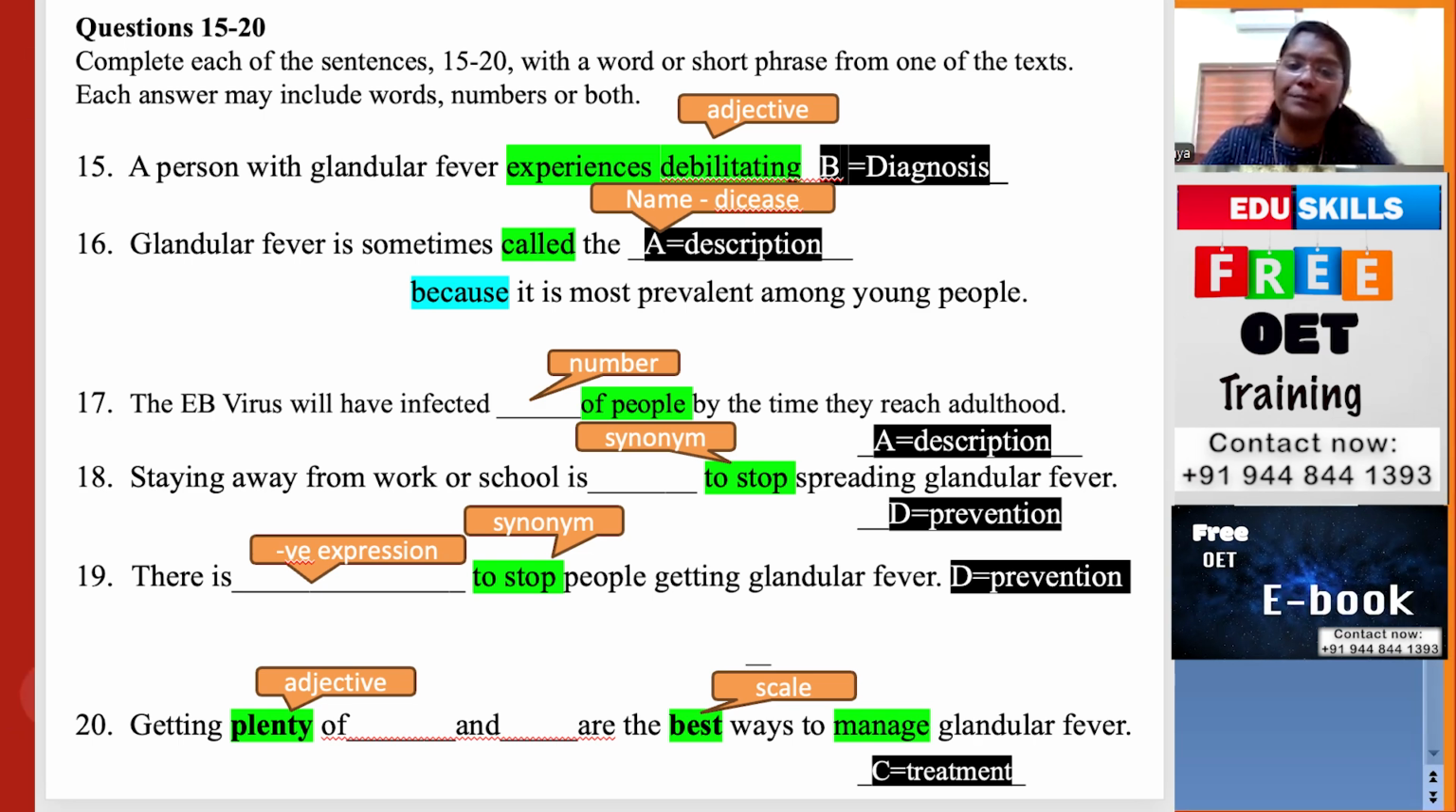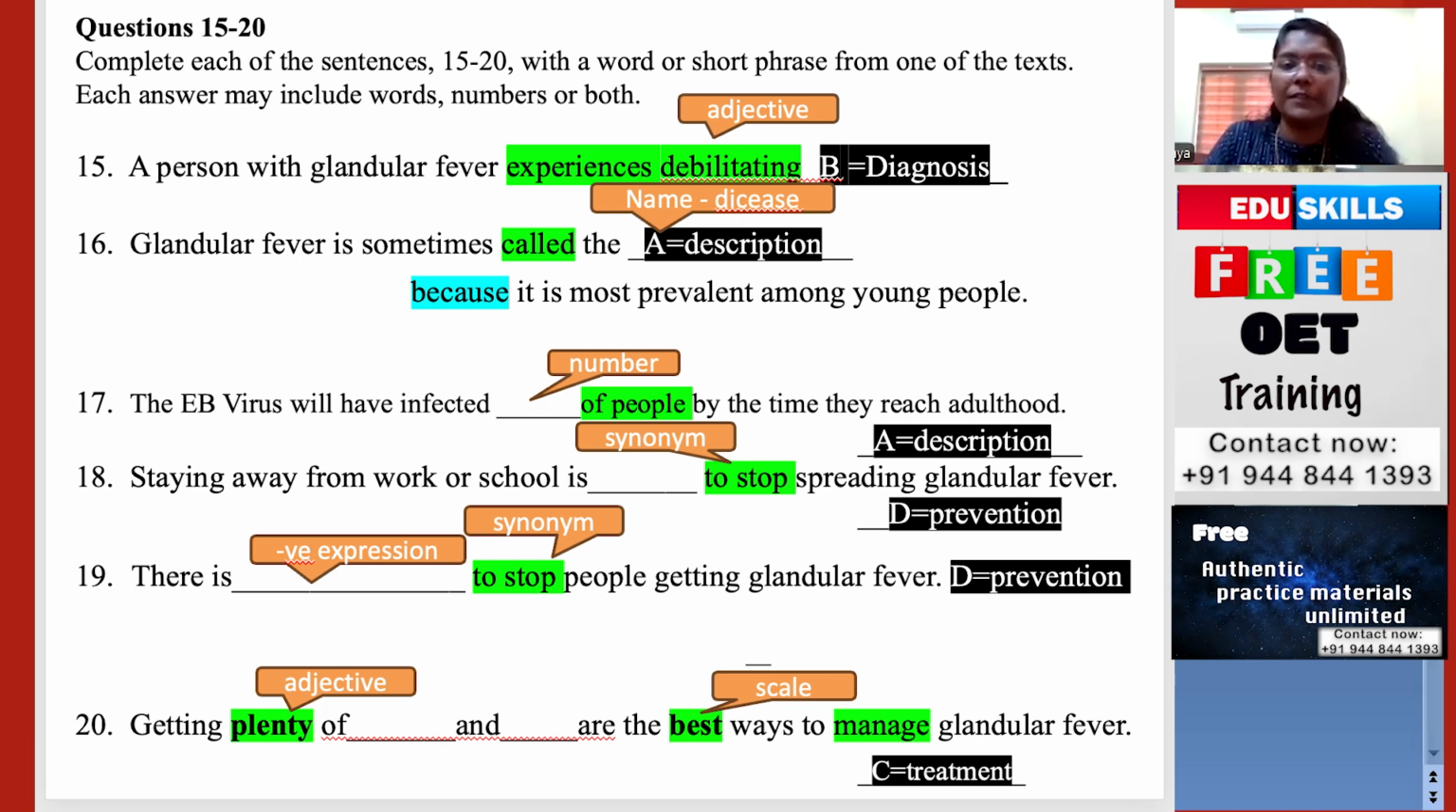Then how many days will a person with glandular fever be poorly for? B. Signs and symptoms. That is B, diagnosis. Okay. Then which bacteria can sometimes cause a sore throat, requiring the glandular fever sufferer to need antibiotic therapy? Which text? C, sister. Okay. Then what sort of environment does the EBV need to survive outside a human body? D. The environment we find in D.